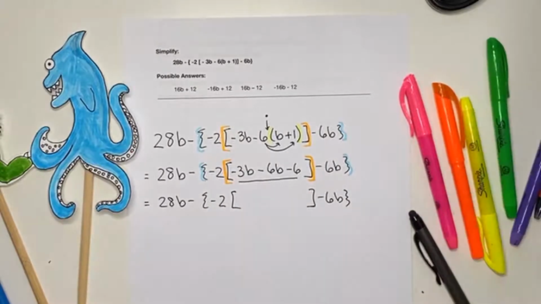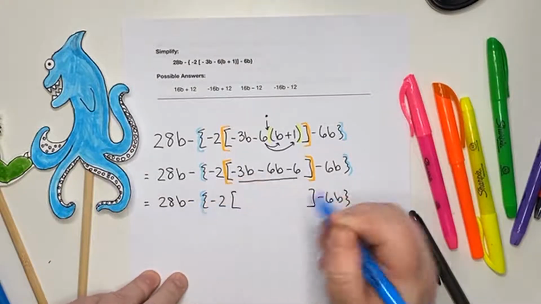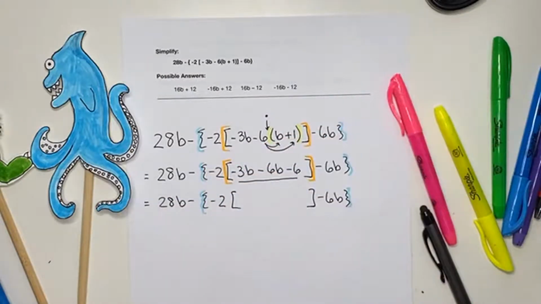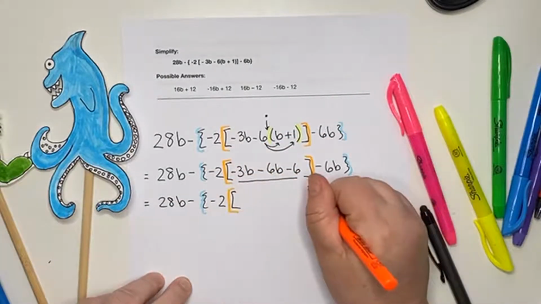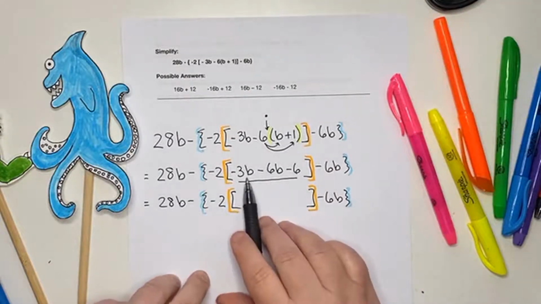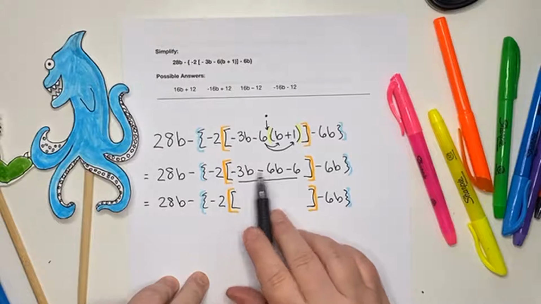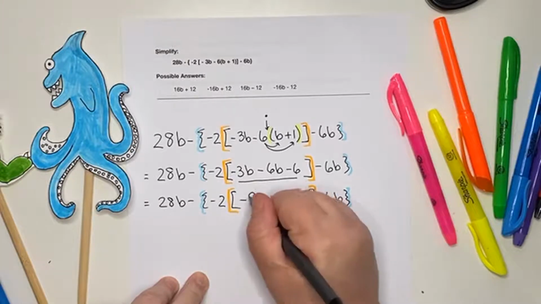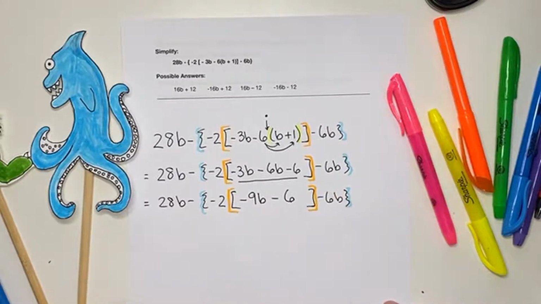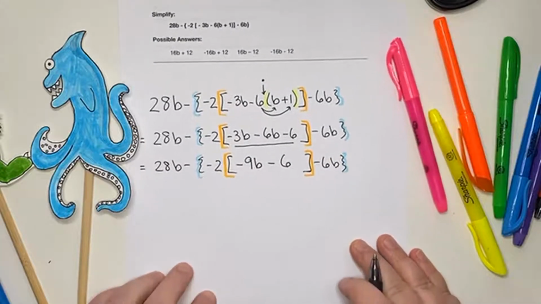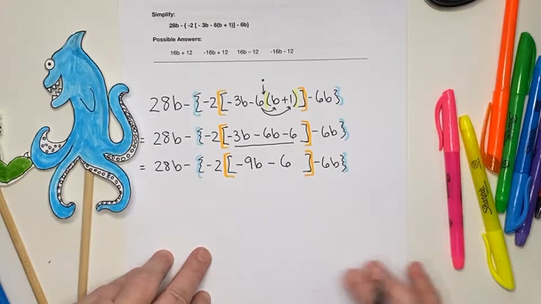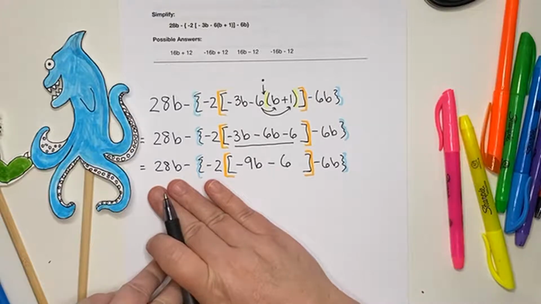So while I'm coloring everything into its correct colors, and orange, you should be thinking about, okay, so what can we combine? And the answer is I can combine the b's. So minus 3b minus 6b. Altogether, that's negative 9b minus 6. Okay, so we take a breather right now. Take a moment. We say, okay, now what's next? The 28b is just going to have to hang out here.